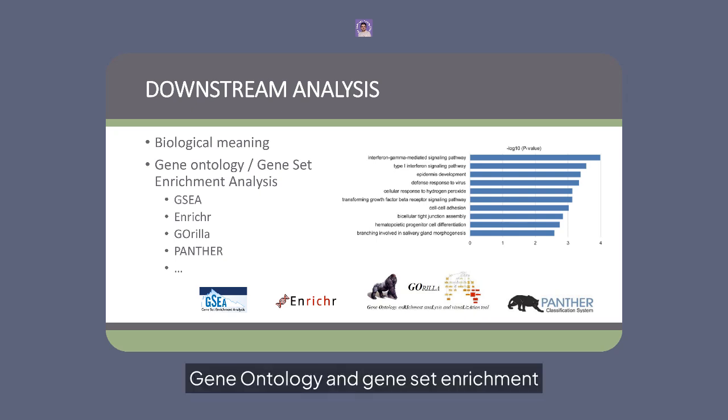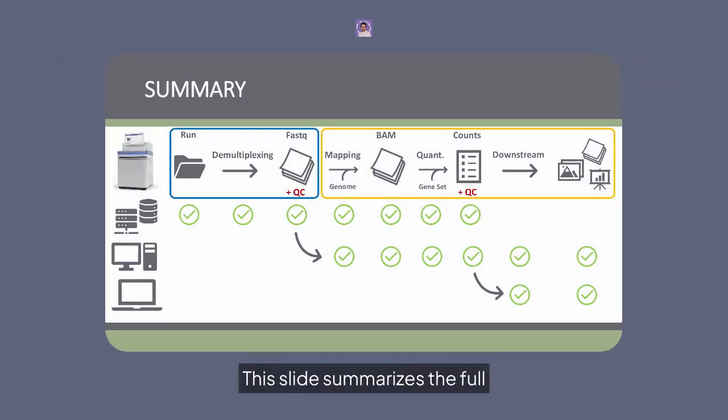Gene ontology and gene set enrichment tools, such as GSEA, Enrichr, GOrilla, and PANTHER, test whether specific pathways or functional categories are overrepresented, turning long gene lists into actionable insights. This slide summarizes the full RNA-Seq workflow.